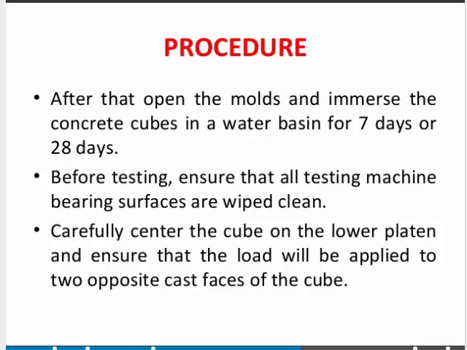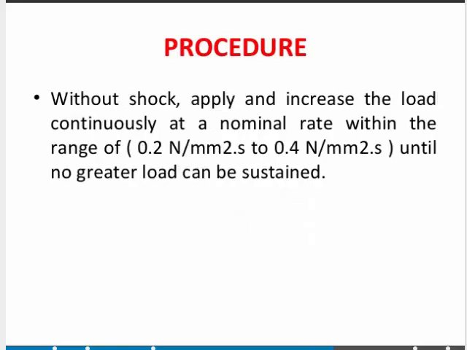Carefully center the cube on the lower plate and ensure that the load will be applied on the two opposite cast faces of the concrete. So we need to place that cube into the compression testing machine. Without shock, apply and increase the load continuously at a nominal rate within the range of 0.2 Newton per mm square to 0.4 Newton per mm square per second until no greater load can be sustained.